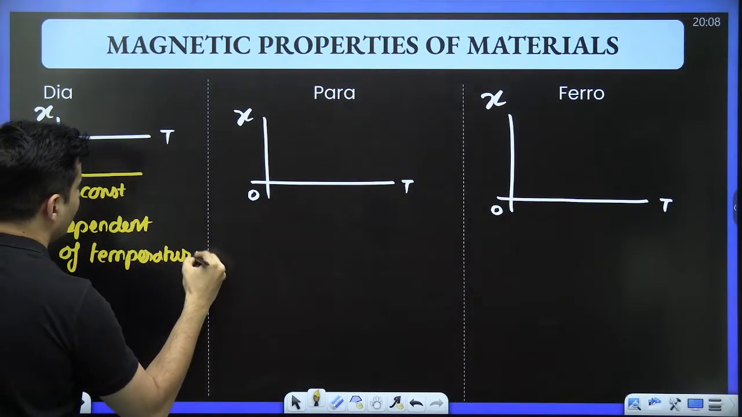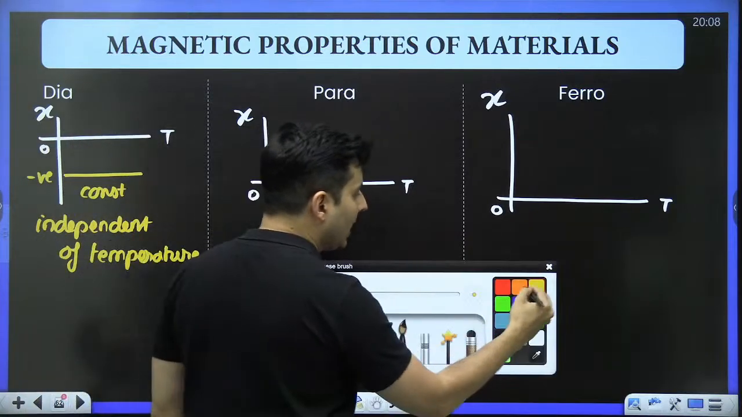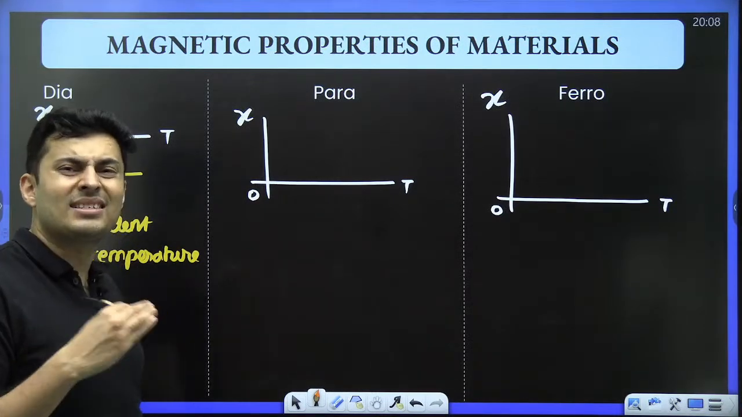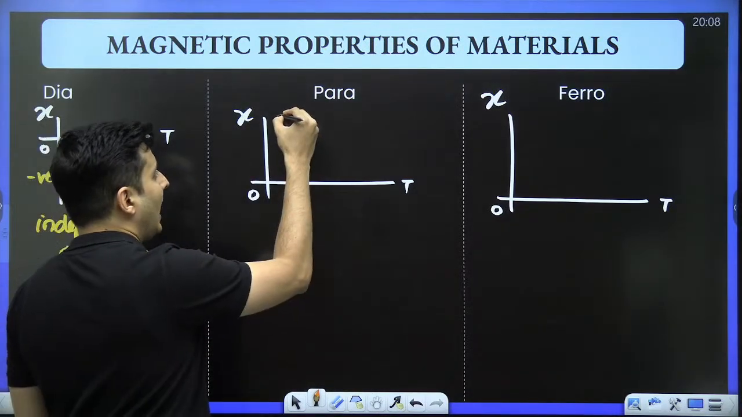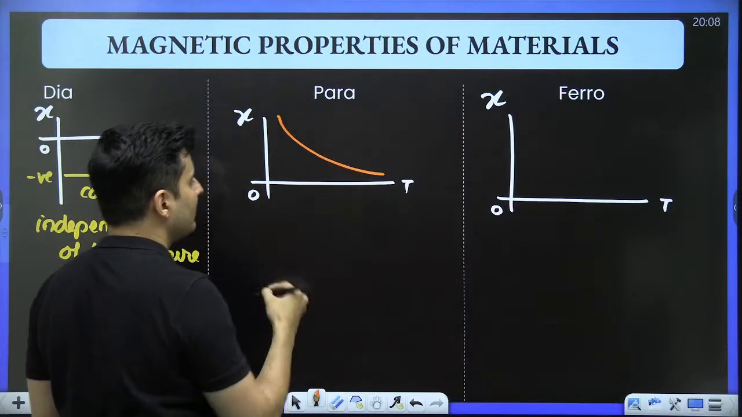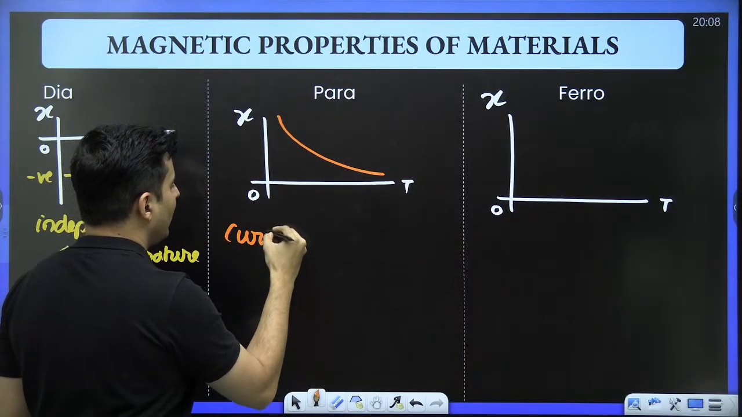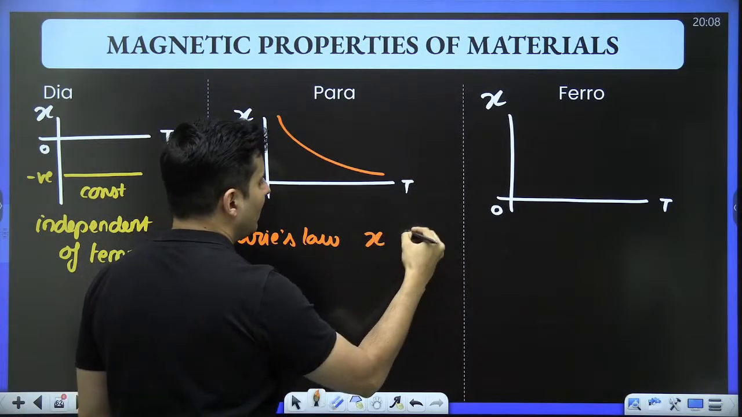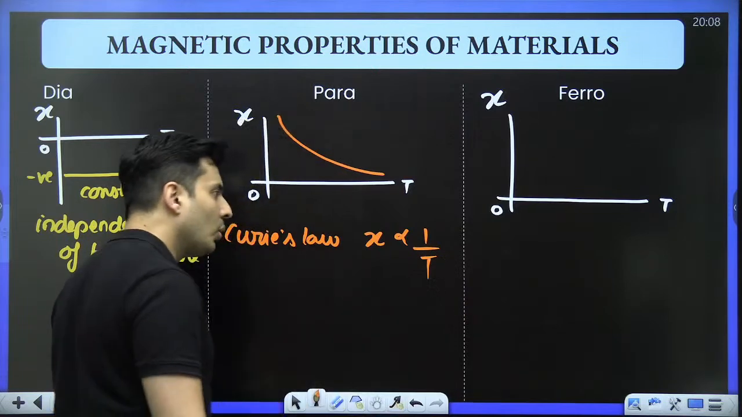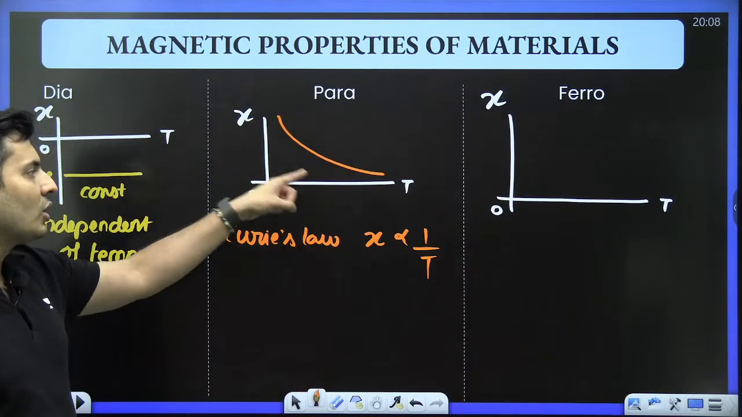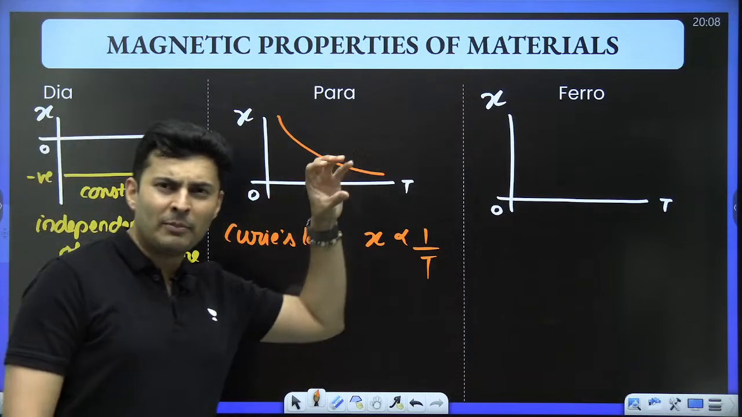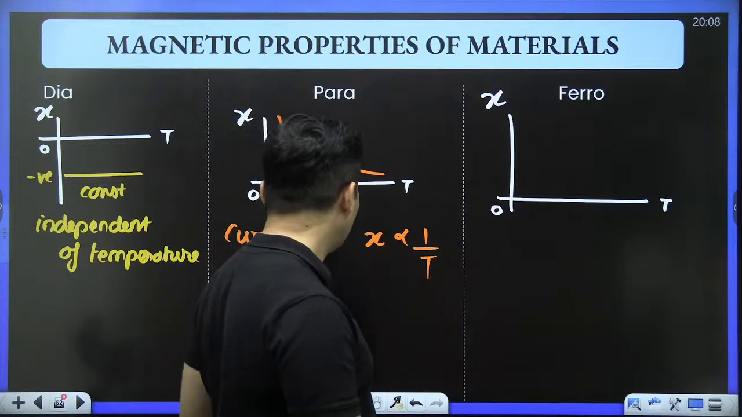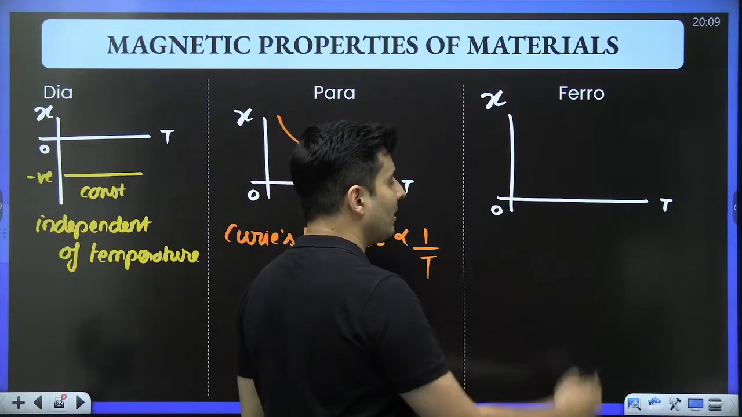The changes happen in paramagnetic material. When you increase the temperature, the susceptibility becomes less. So as temperature increases, susceptibility decreases. In fact, this is called Curie's law for paramagnetic material, where the susceptibility is inversely proportional to the temperature. More temperature, less susceptible. Less temperature, more susceptible.